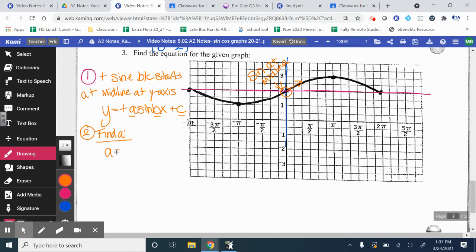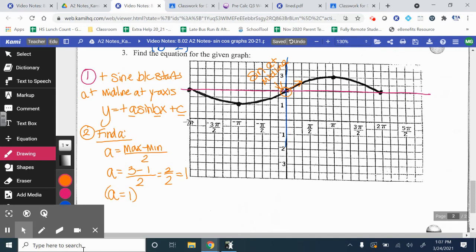Again, I want to see you guys write out your formula and do it out with your formulas to practice using them, and then also verify it on your graph. So here our maximum is 3 and our minimum is 1. So that gives us 2 over 2, which is 1. And again, A is positive because we start by going up, so we know A is 1.